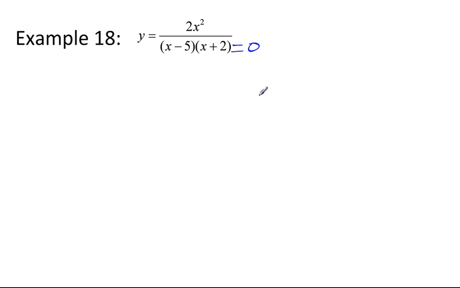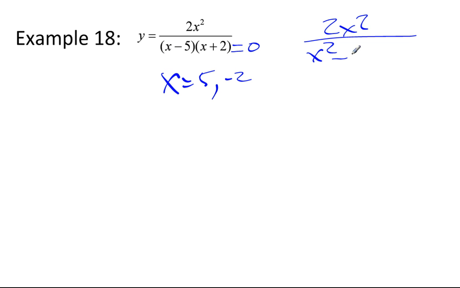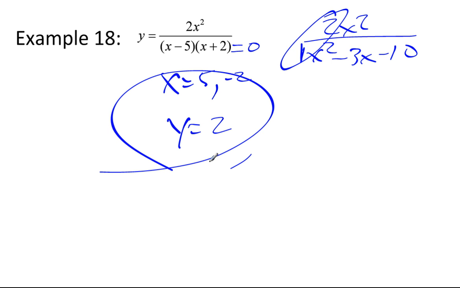Alright, this one equal to 0, so x is going to equal 5 or negative 2. Now, powers, is it really bigger on the top? No, because if we multiply this out, it's going to be 2x squared over x squared minus 3x minus 10. So now our powers are the same, and we're going to go with 2 over 1, so y equals 2 is going to be our horizontal asymptote there.